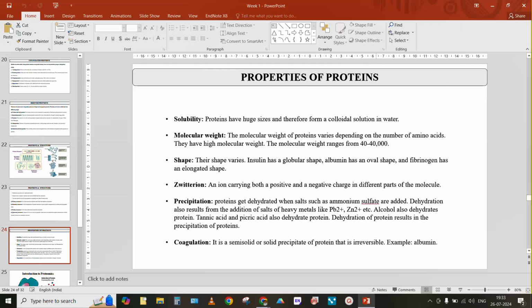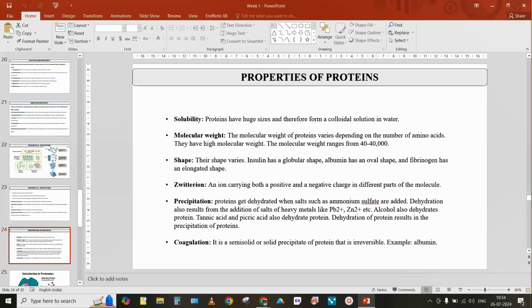So the solubility. Proteins have huge sizes and therefore form a colloidal solution in water. Then molecular weight. The molecular weight of proteins varies depending on the number of amino acids. They have higher molecular weight, ranging from 40 to 4000. And the shape varies. Insulin has a globular shape, and albumin has an oval shape, whereas fibrinogen has an elongated shape. Then Zwitter ion, which I've already covered.